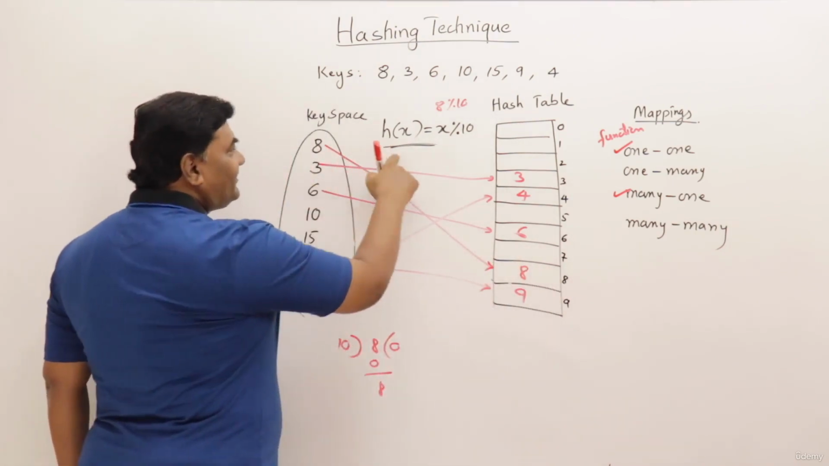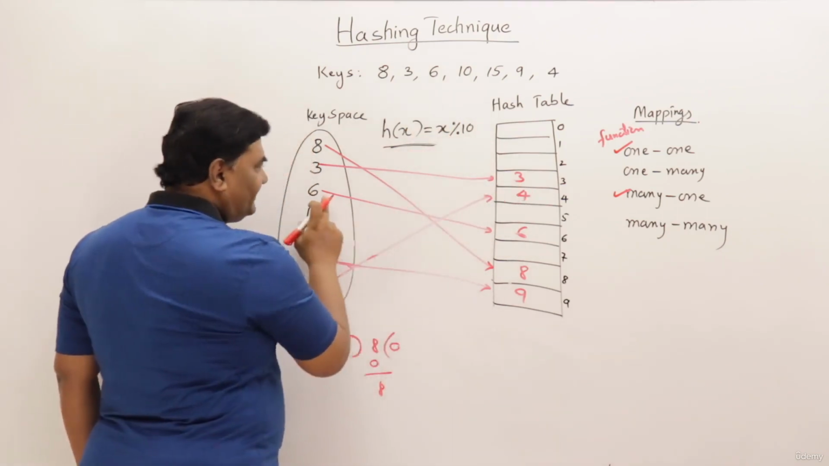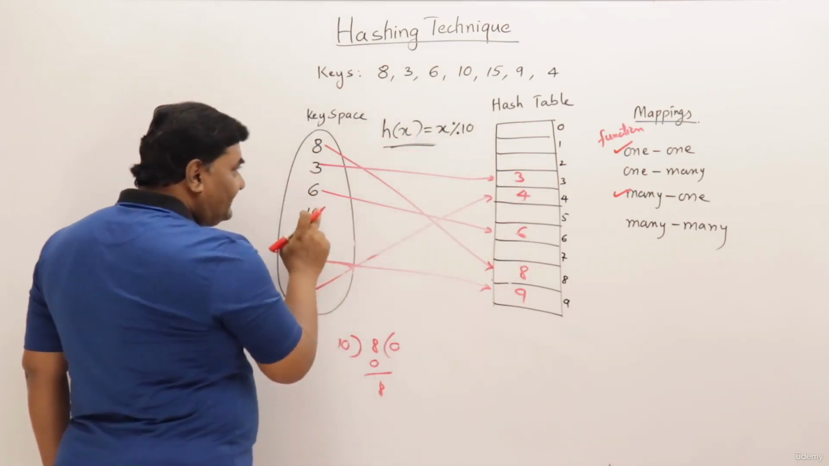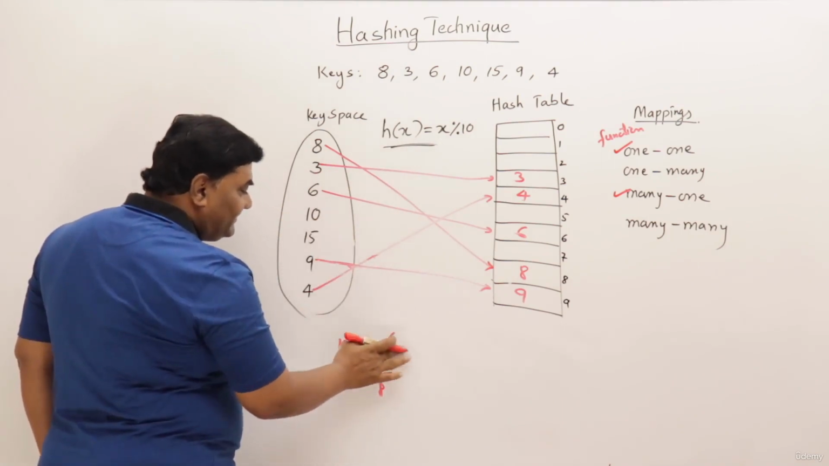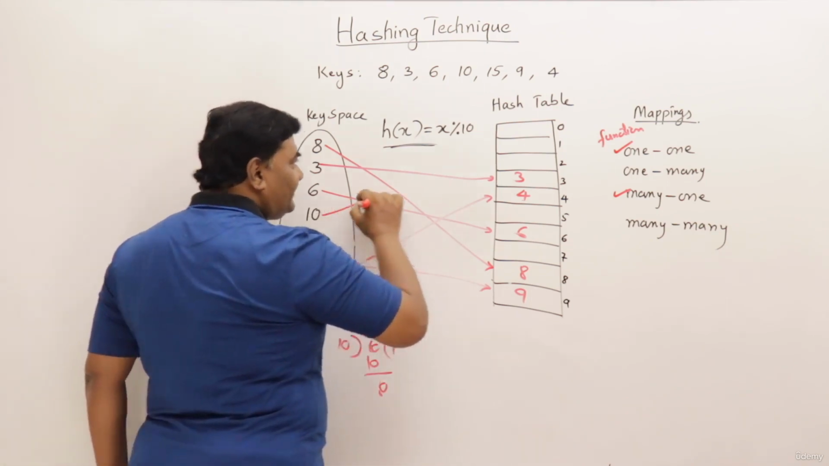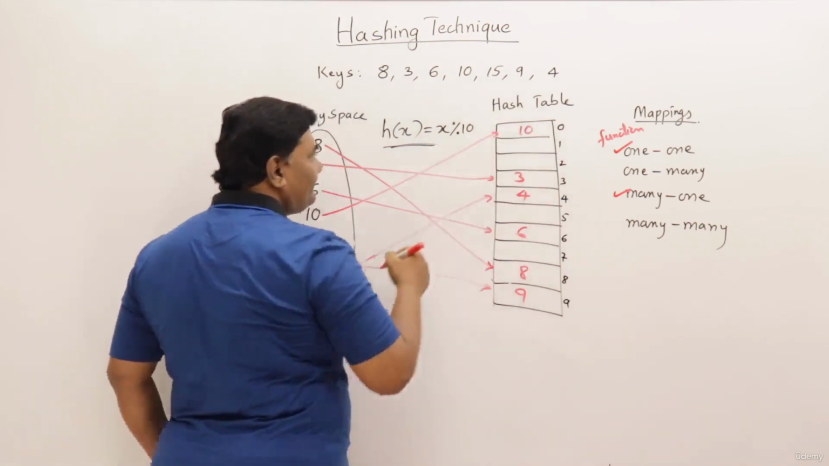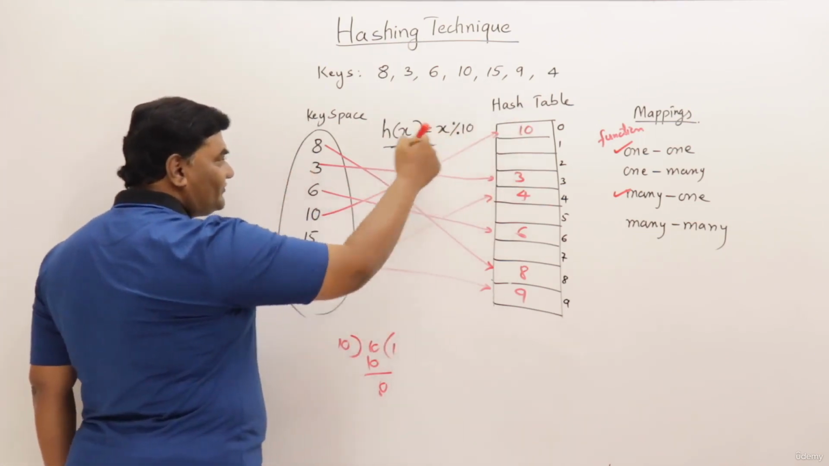Then 3 mod 10. 3 only. So it's mapped there only. 6 mod 10. 6 only. Then 10 mod 10. 10 goes into 10 once and the remainder is 0. So we get the index 0. So 10 should be stored here. This modulus function has given the index 0, so I have stored it there.